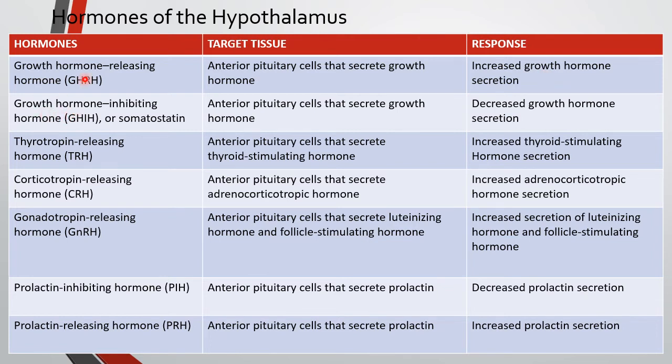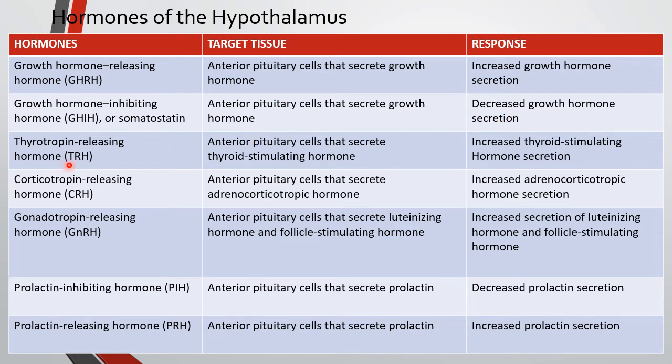Now, meron kang opposite to that, which is an inhibiting hormone. Your growth hormone inhibiting hormone, the other name is somatostatin. So, somatostatin, remember, this is an inhibitory hormone. No? Same effect to your anterior pituitary cells, but opposite ang kanyang inhibitory effect.